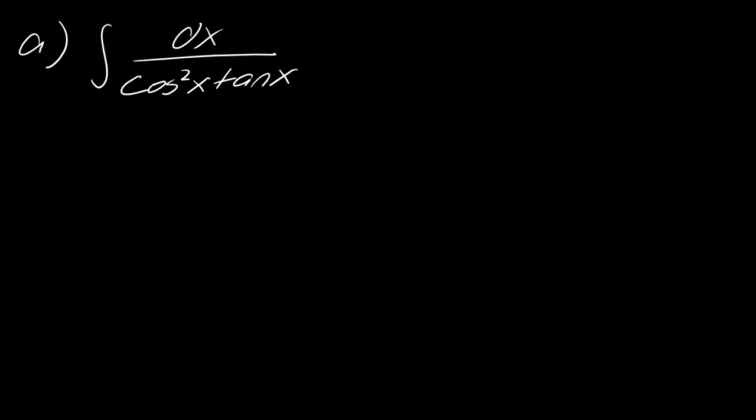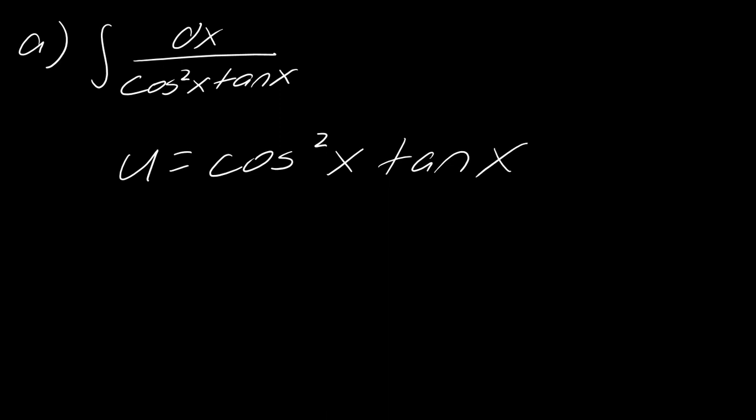Okay, so when I look at this first problem, we've got dx over cosine squared x tangent of x. The thing about this is that your first hint, I don't know what I would do if this were me, because I'd have cosine squared x tangent x. And obviously, if I take the derivative of this, it's going to be kind of crazy, because this is going to require the product rule, and then this will require the chain rule. So there's kind of a lot in this.